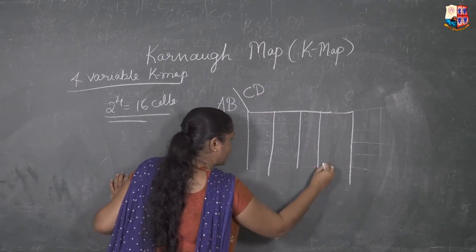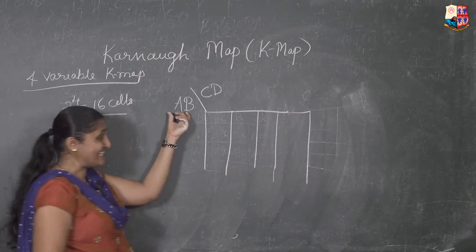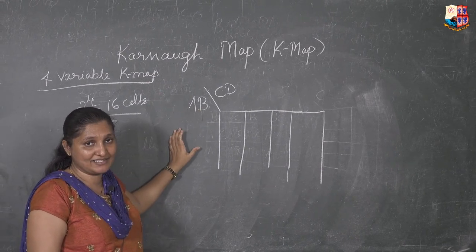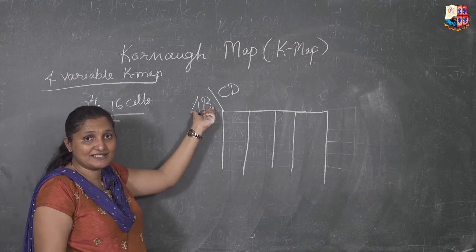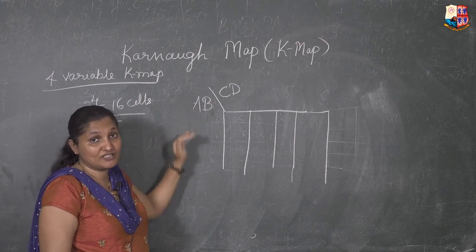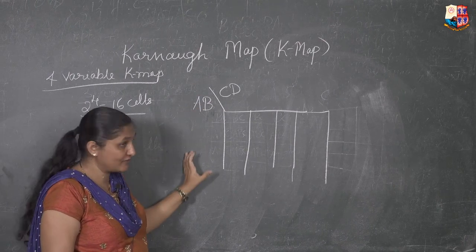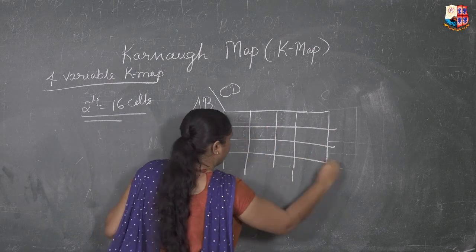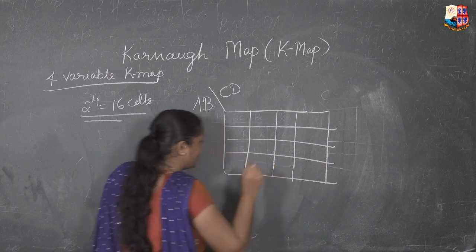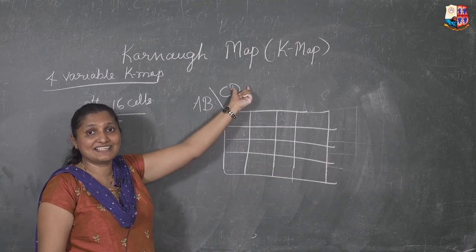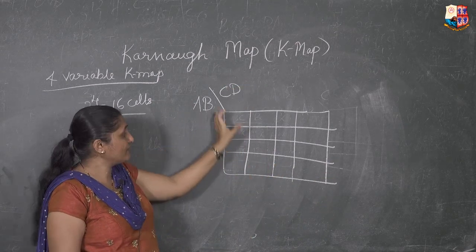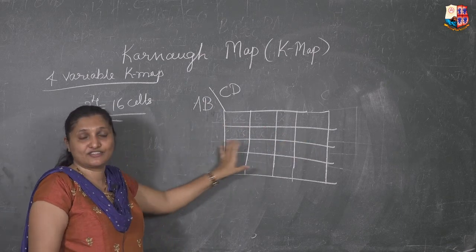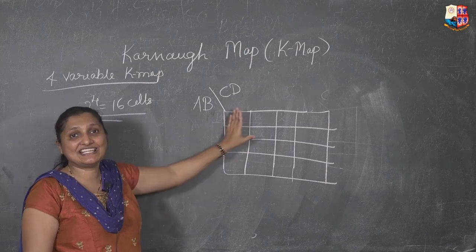So how do I draw the cells now? You know each variable can take 2 possible cases. So 2 variables means it can take totally 4 possible combinations. So there should be 4 rows. Same way along column I am considering 2 variables, so there should be 4 columns. Now we count the number of cells. So there will be totally 16 cells.